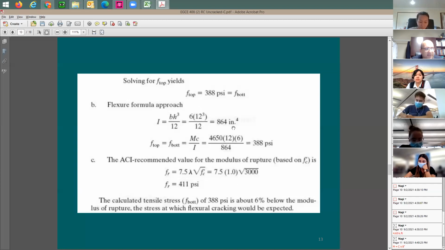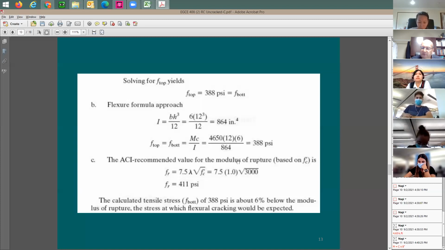If you are getting two different answers here, something is wrong. You know that you have made a mistake, a numerical mistake or something. Now the question is, this 388 psi is actually a stress applied to the beam. And the question is, do you think that this beam has cracked? Well, let's check here for FCR, which is the modulus of rupture, 7.5 square root of F prime C. This beam is going to crack at 411 psi. Therefore, this beam didn't crack yet, because the applied stress is lower than the cracking stress. So this beam is not cracking yet.